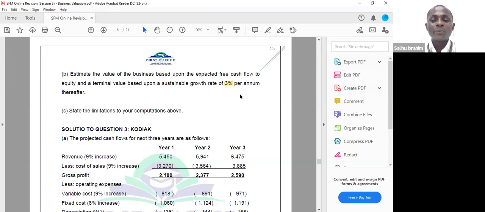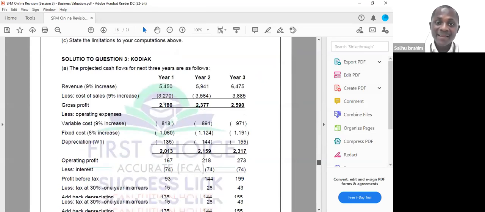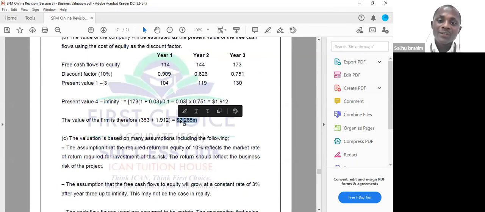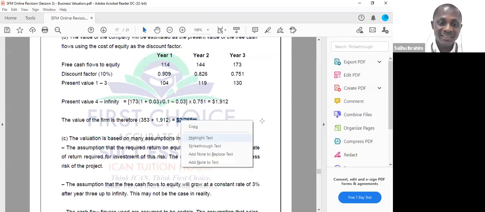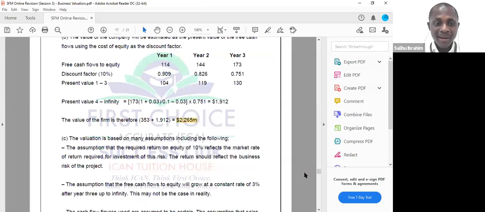Another limitation is that our computation of the market value of Kodak's equity has been based on the assumption that Kodak will operate into perpetuity. That is, the company is not going to liquidate at any point in time. And once again, this is not realistic. The market value we got there, that 2005 something, is based on the fact that Kodak will operate into perpetuity. And in actual sense, it might not be the case.